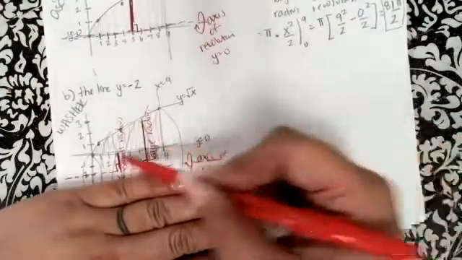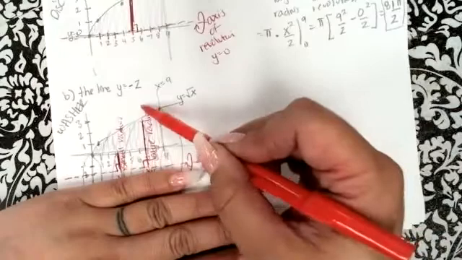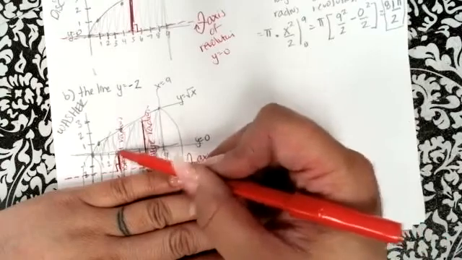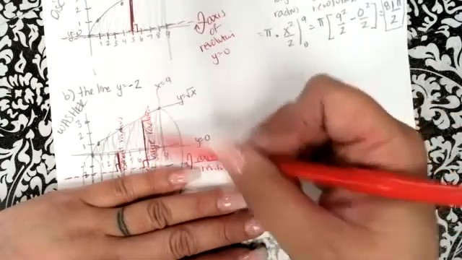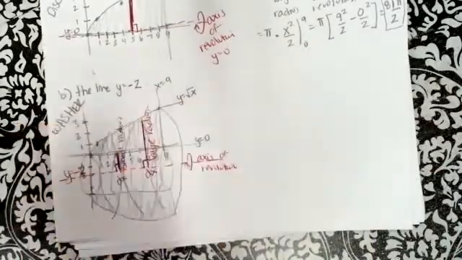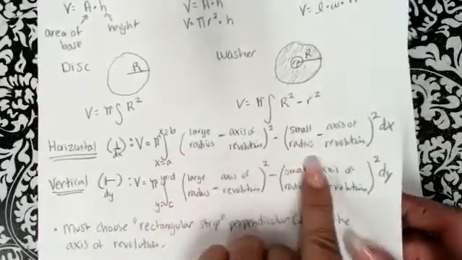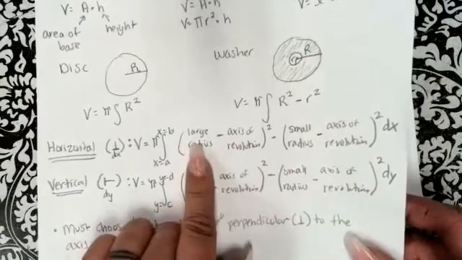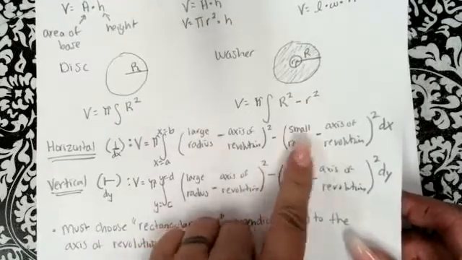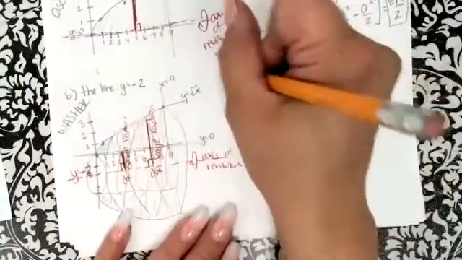So the small radius is going to have the line y equals 0, but the large radius is going to have the line y equals square root of x. So small radius is going to have a radius of y equals 0. Large radius is going to have the equation y equals square root of x. And the axis of rotation is y equals -2. So this is a dx problem. This is the formula I'm going to use right here. So it's going to go large radius minus axis of revolution, which is a -2, minus whatever the small radius is, subtract the axis of revolution, which is a -2. And it's going still from 0 to 9.